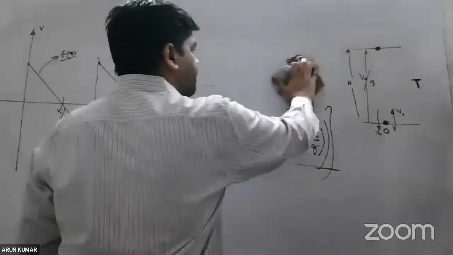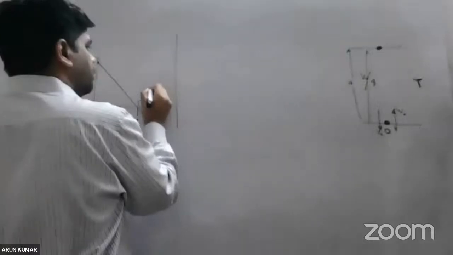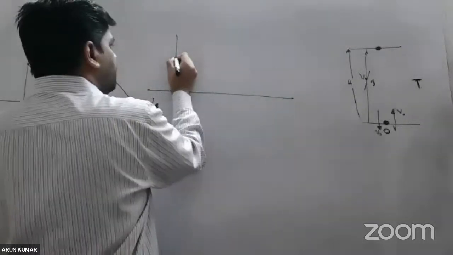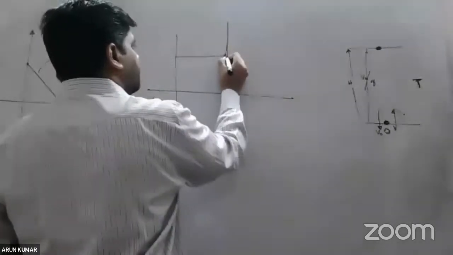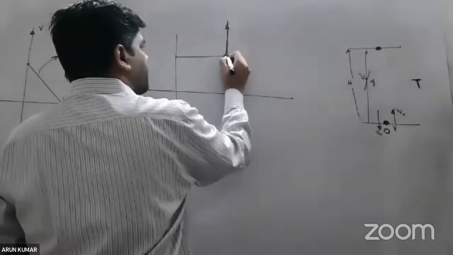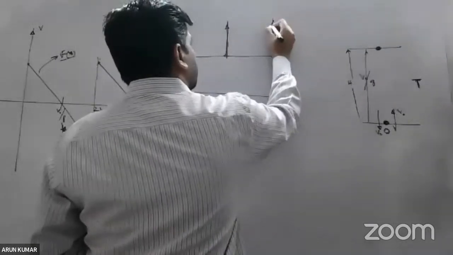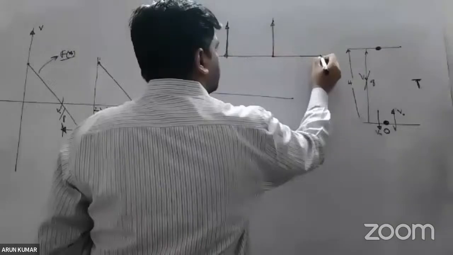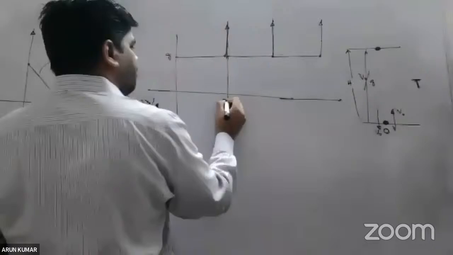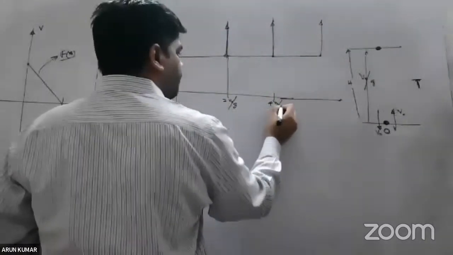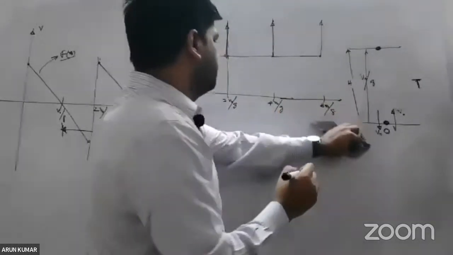If you want to plot the acceleration time graph of the same thing, it is g from here to here. Here there is a sudden spike. Again g from here to here, again a sudden spike. g from here to here, a sudden spike. At what point is there a g spike? 2 v naught by g, 4 v naught by g, 6 v naught by g, and so on.